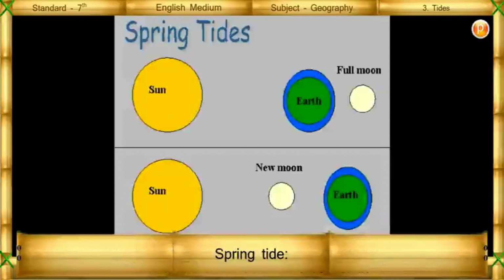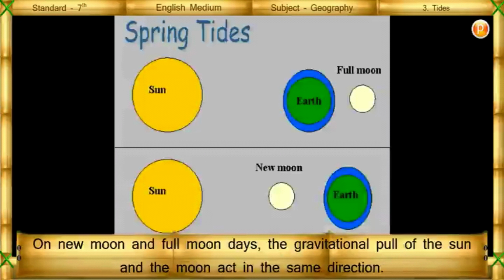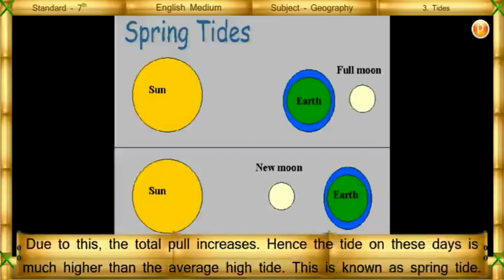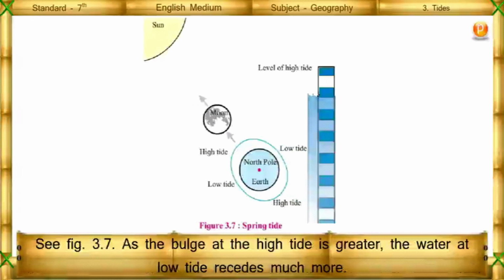Spring tide. On new moon and full moon days, the gravitational pull of the sun and the moon act in the same direction. Due to this, the total pull increases. Hence, the tide on these days is much higher than the average high tide. This is known as spring tide. See figure 3.7.